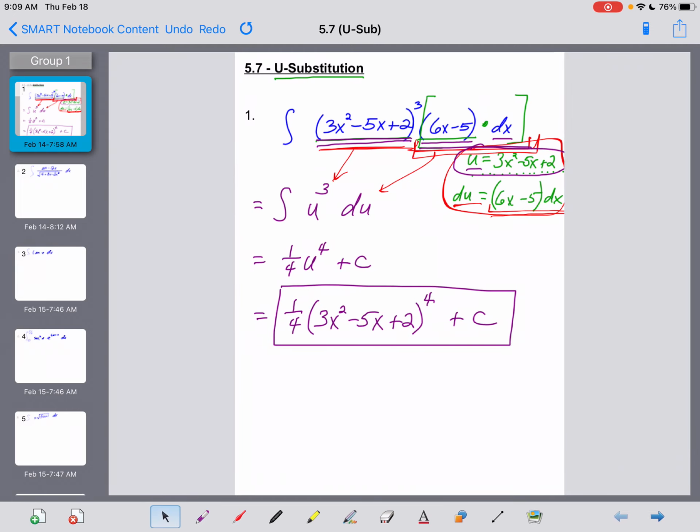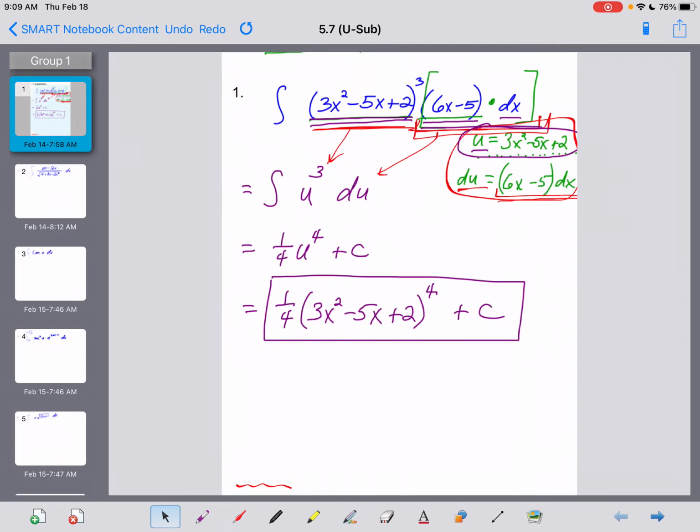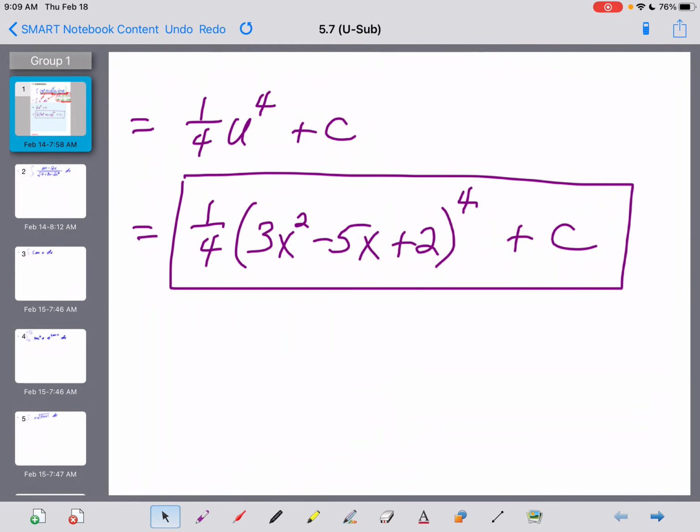Let me see if I can shrink this down a little bit. If I draw something here, then I think I can zoom back in. Yeah, there we go, and get where I need to be.